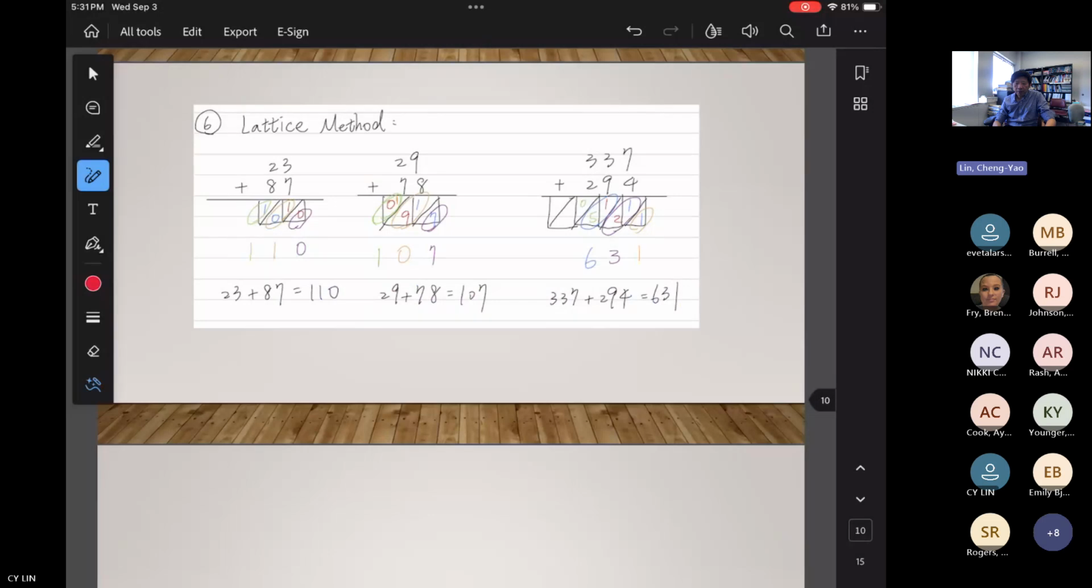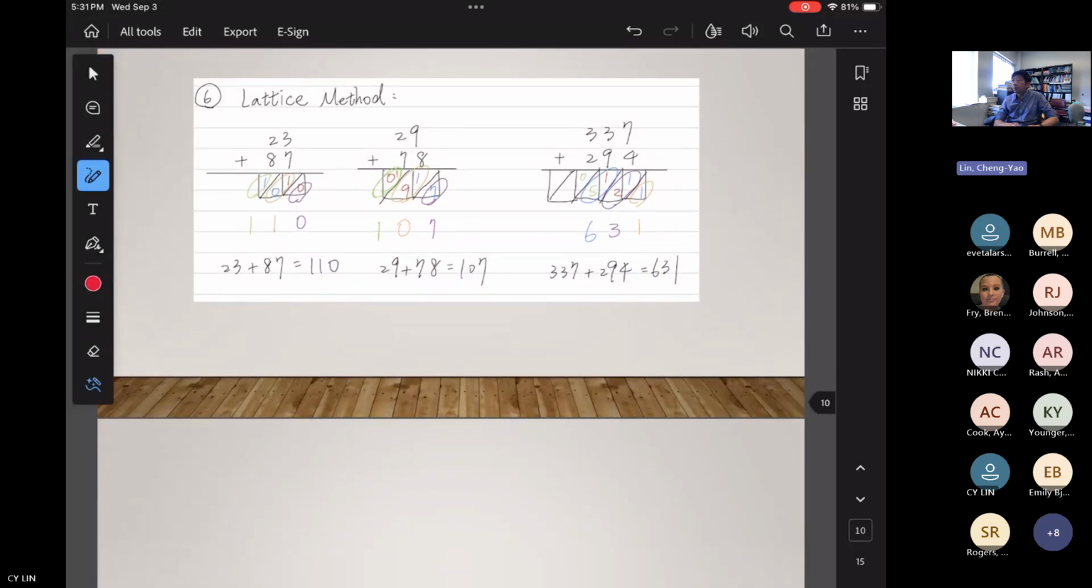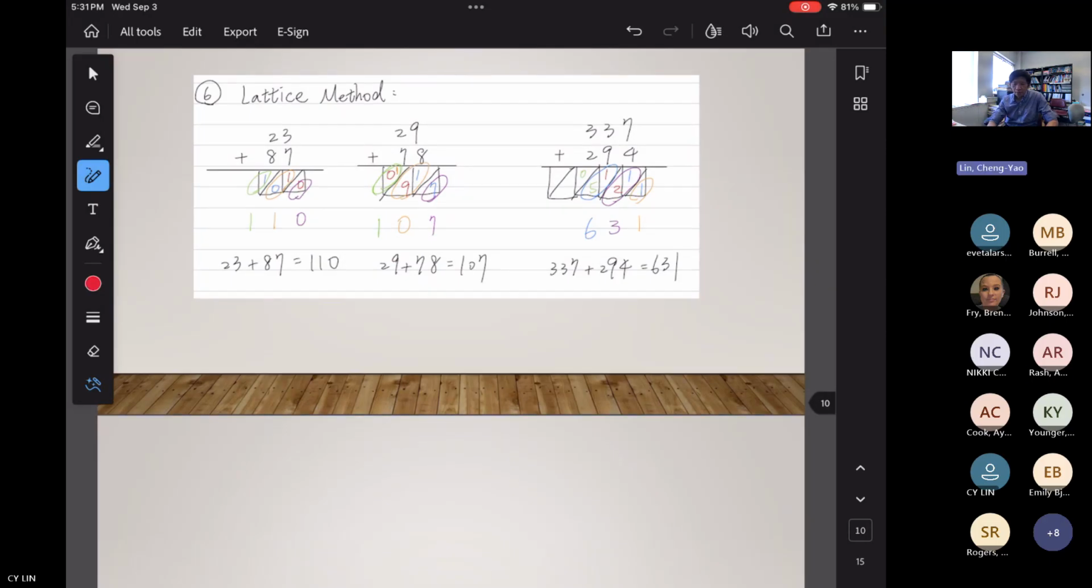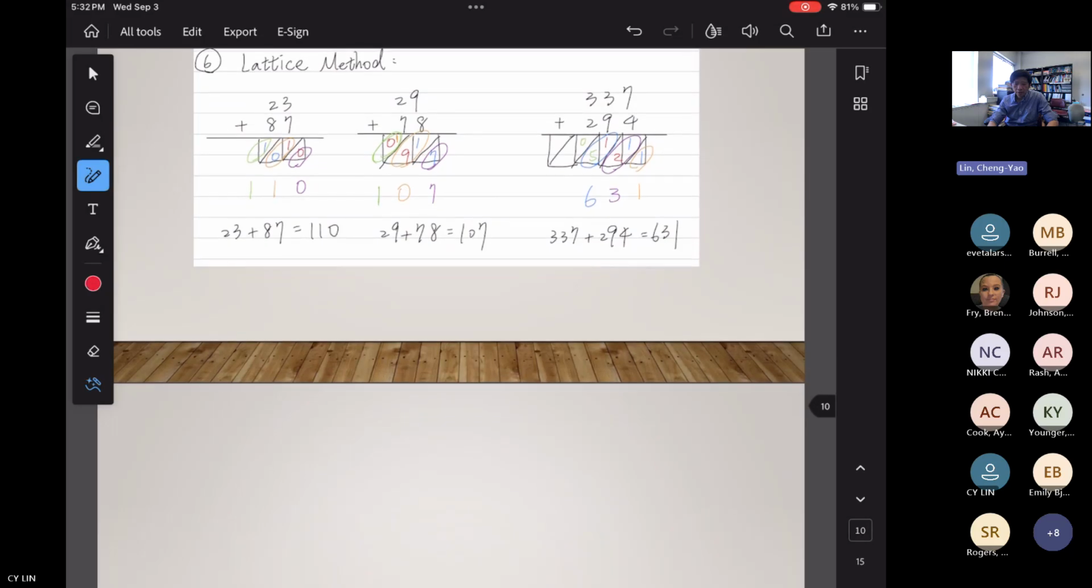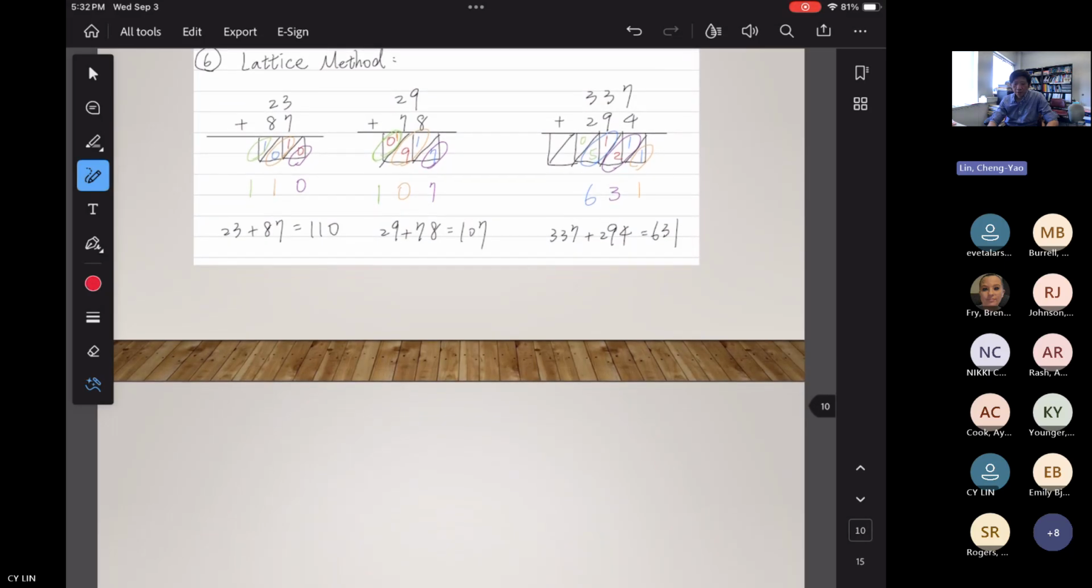Lattice method. How many of you know the lattice method before? Are you familiar with the lattice method? I've heard of it, but I've never learned it. Okay. Yeah, the lattice method is another good way of helping children understand addition.